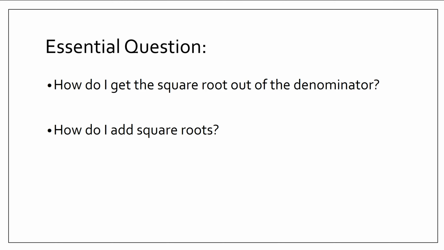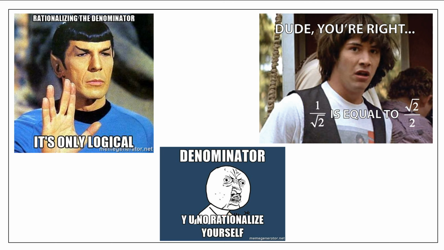First of all, if there's a square root in the denominator, how do I get it out? Second of all, how do I add square roots? So, rationalizing the denominator. This is what we'll talk about first. There are memes about it, so this is a real thing. Proved it, told you so.